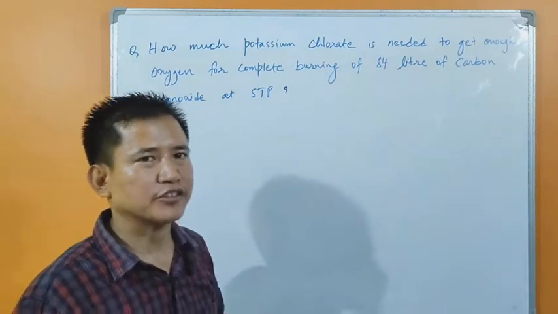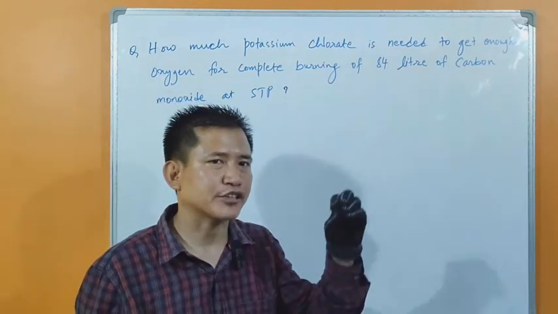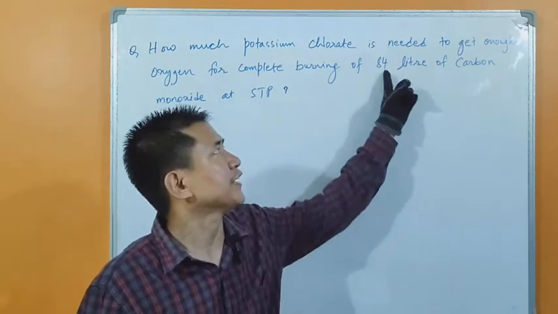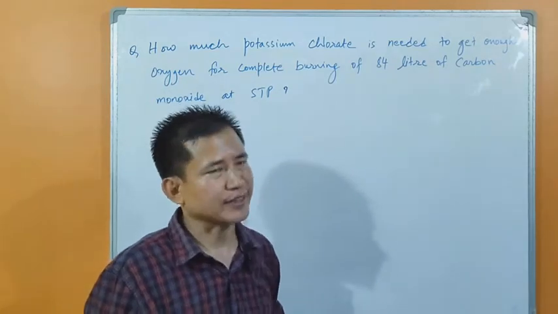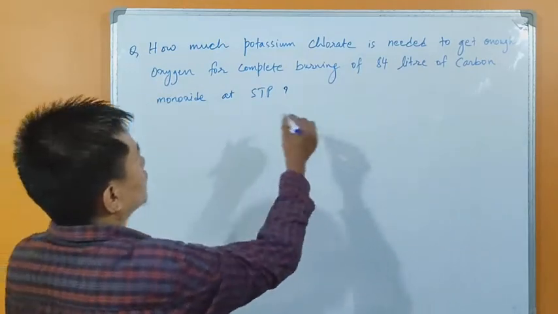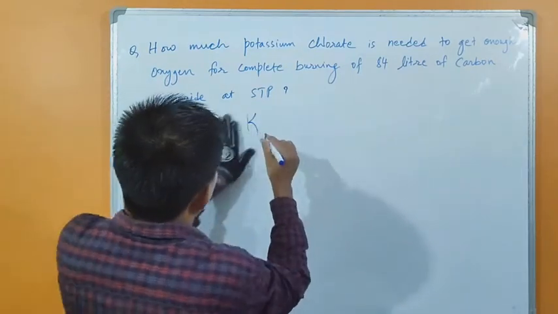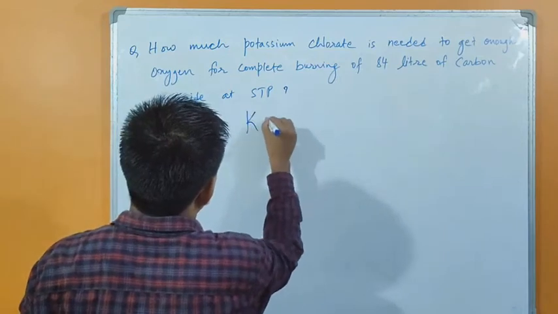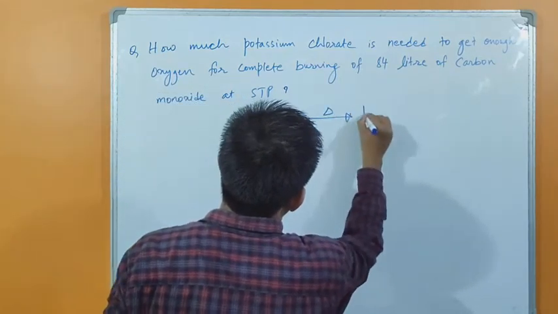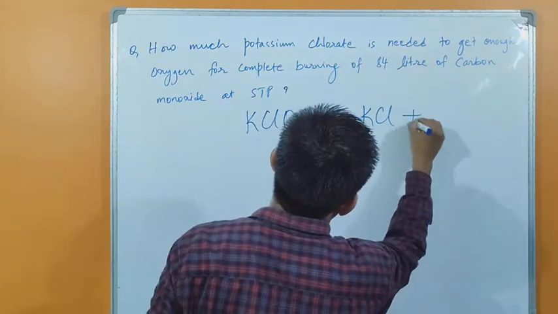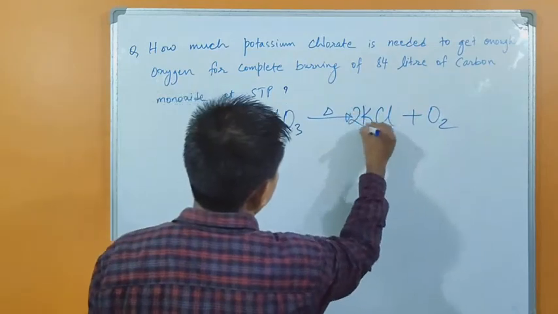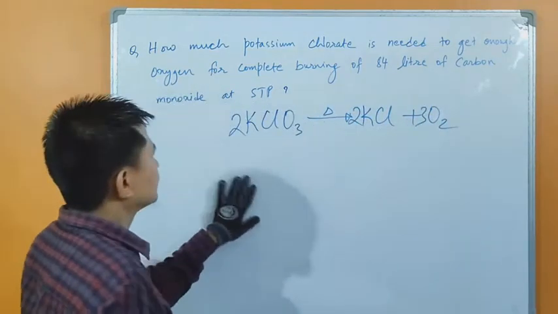Okay, I hope you got the question. How much potassium chlorate is required so that it produces enough oxygen to burn 84 liters of carbon monoxide gas. Let us write the chemical equation first and then we will solve. Potassium chlorate, KClO3, when heated produces potassium chloride plus oxygen. Let us balance this chemical equation. 2KClO3 gives 2KCl plus 3O2. Equation is balanced.